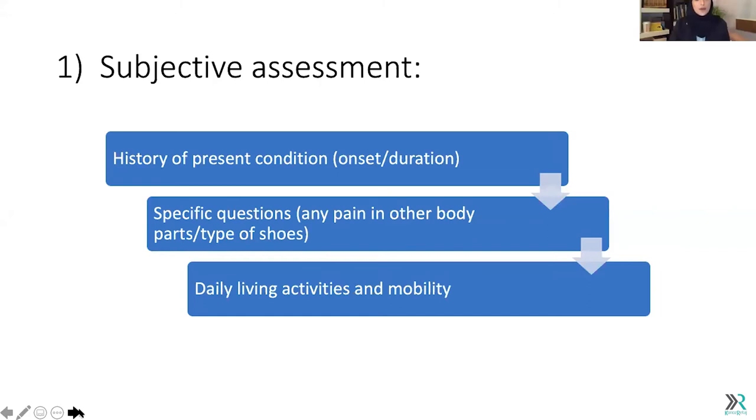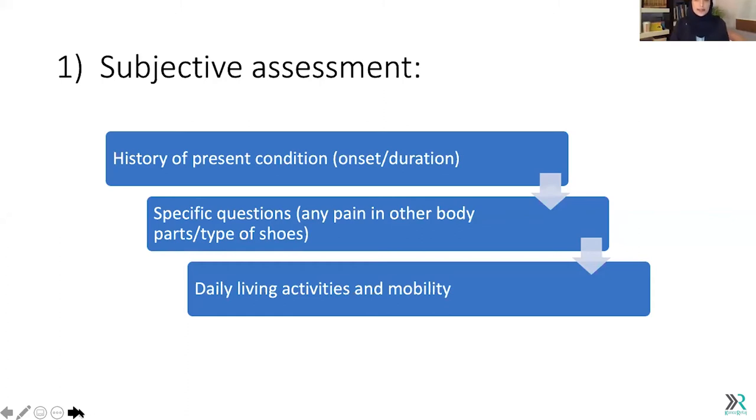It is also important to address the type of shoes, because with foot drop cases, patients will need specific consideration. And I will elaborate on this part when we reach the management. And also, it's very important to have a detailed picture of how the condition is affecting the patient's life in terms of daily living activities and mobility.